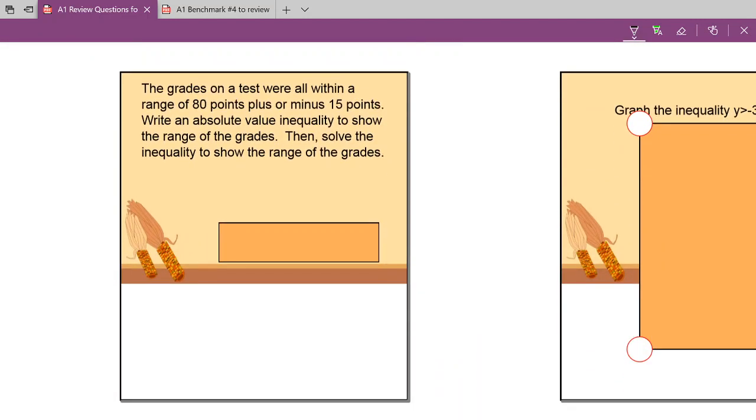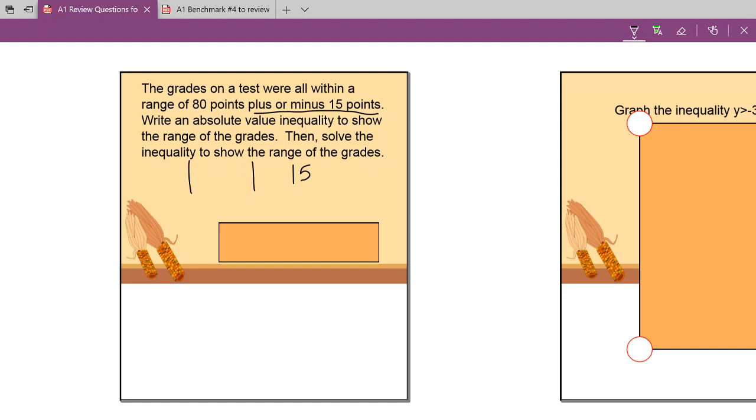All right, the grades on a test were all within a range of 80 points plus or minus 15. Write an absolute value function and solve it to show the range of grades. Okay, so when we do this, we are looking at a couple different things here. Number one, this is definitely an absolute value question because we have a plus or minus 15. Whenever I see that plus or minus 15, I know that actually goes on the outside of my absolute value, because I could say this inside is 15 or it could be a negative 15, which is what I want.